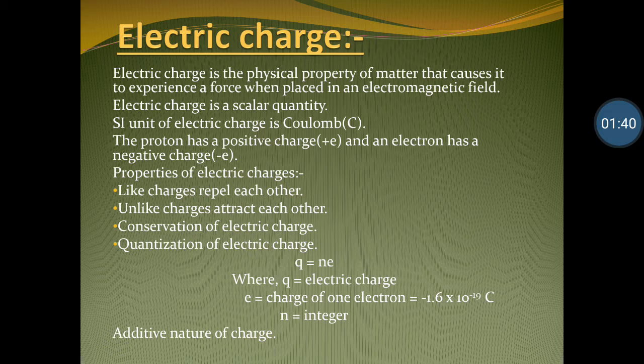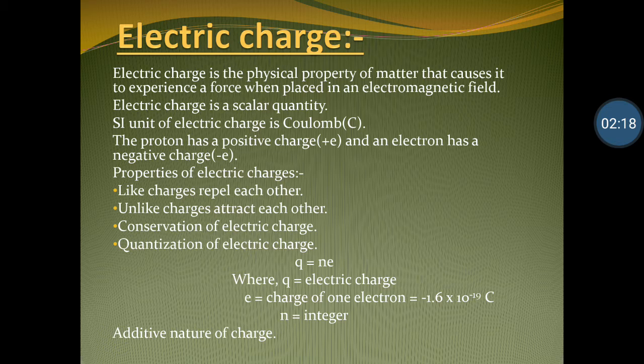An electric charge is of two types, positive charge and negative charge. A proton has positive charge, that is plus e, and an electron has negative charge. Properties of electric charges. Like charges repel each other, unlike charges attract each other. Conservation of electric charge, quantization of electric charge.